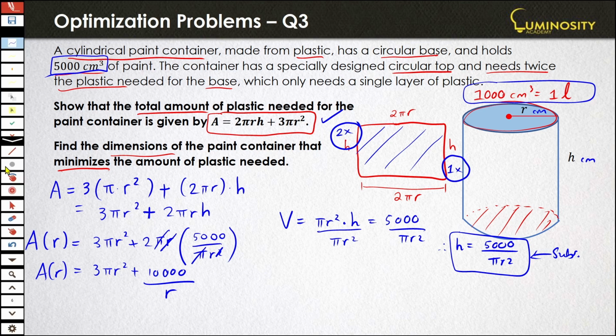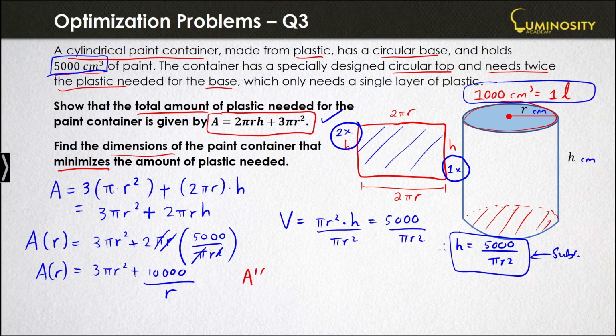So to minimize this function, what do we need to do? We need to set the first derivative, A'(r), equal to 0. Okay, but how do I do that? Well, first of all, this is the trouble part. So I'm going to rewrite this as 10,000 times r to the negative 1 using exponential rules.